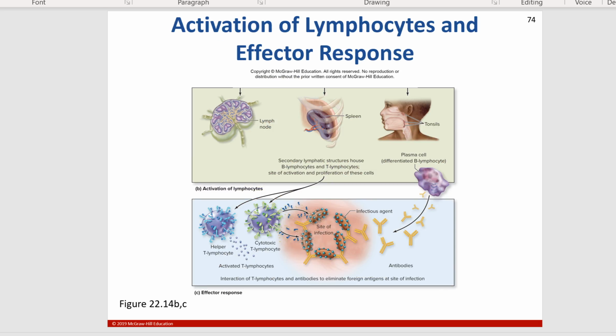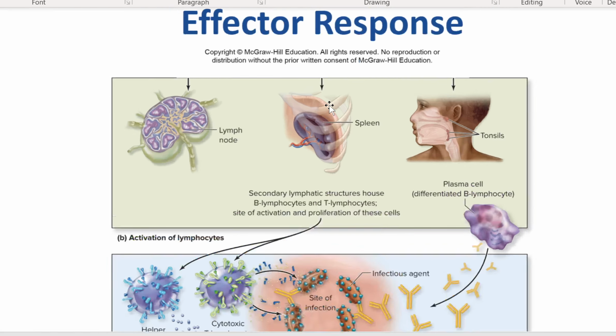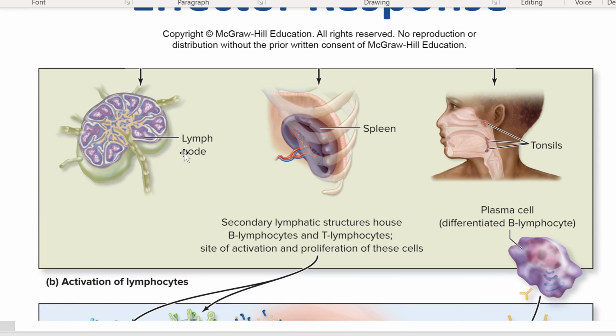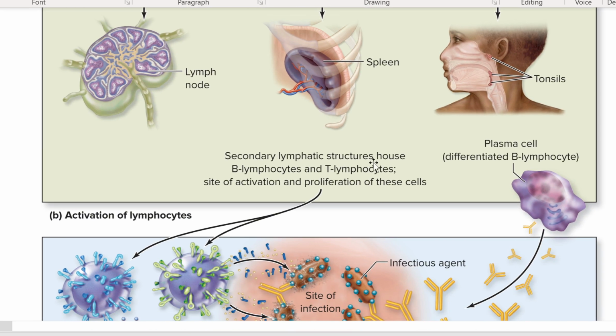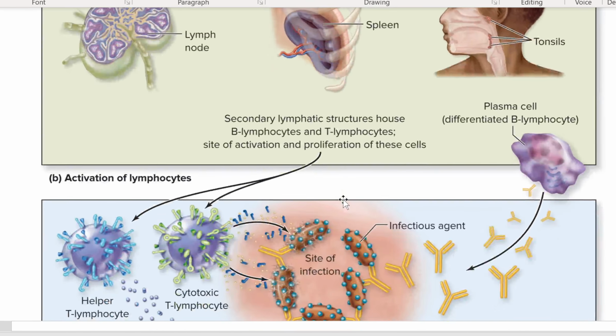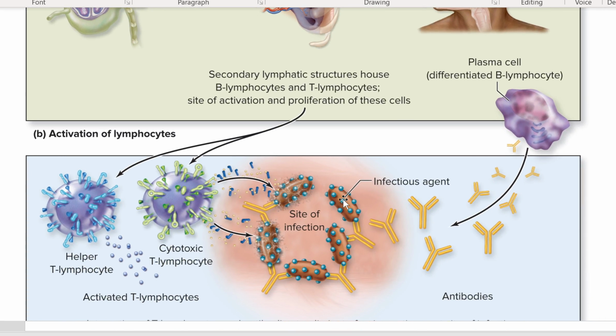All right, so wait a minute, expand this. So the lymph nodes and spleens and tonsils. Okay, secondary lymphatic structures house B and T lymphocytes, the site of activation and proliferation of these cells. So in other words, when it encounters it again, then it's ready.